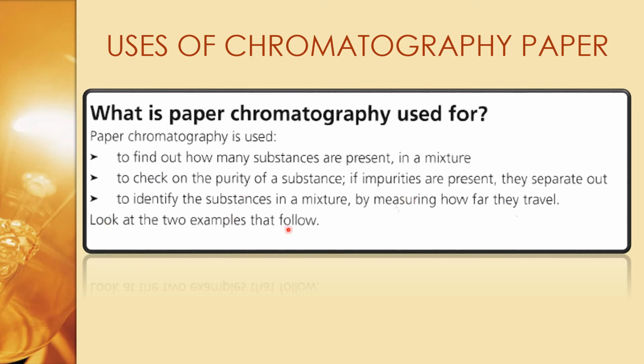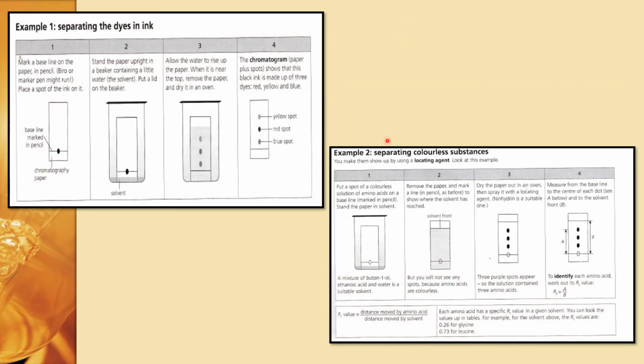So, to identify the substances in the mixture by measuring how far they travel, this is how you do it. You need to explain the chromatography. So you need a solvent. You need to mention what solvent you use. If you don't have any idea what solvent you need to use, teacher, just say ethanol. Don't say water, because like I said, the polarity of water is not really good, so just use ethanol.